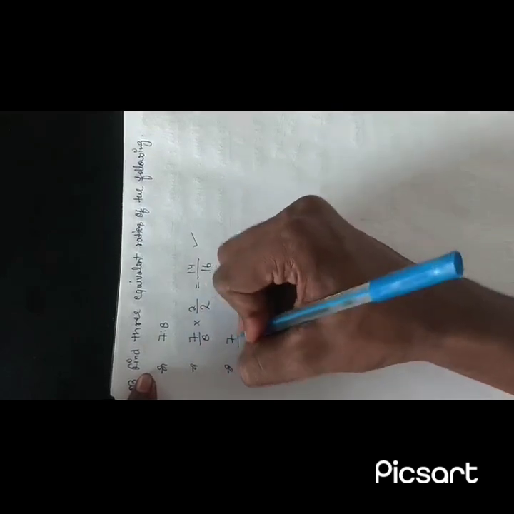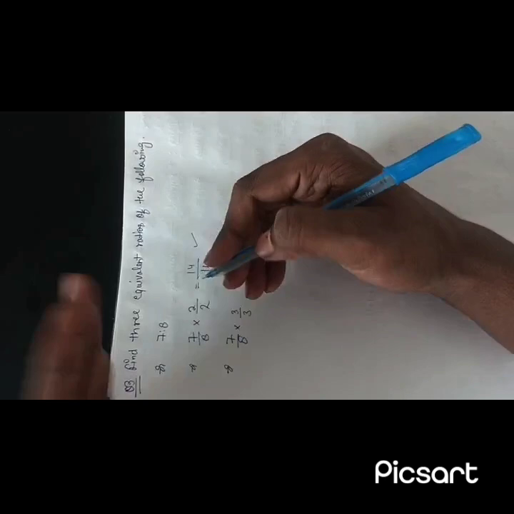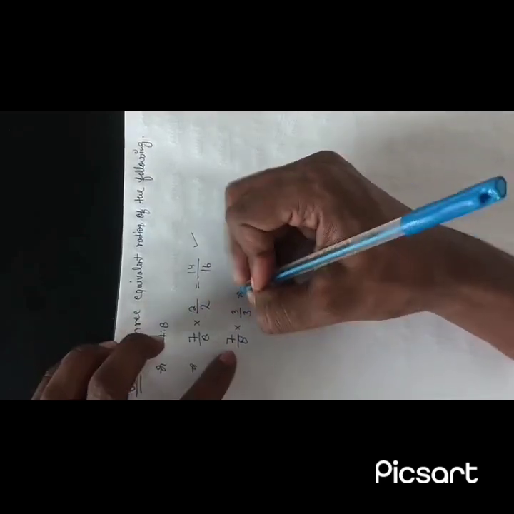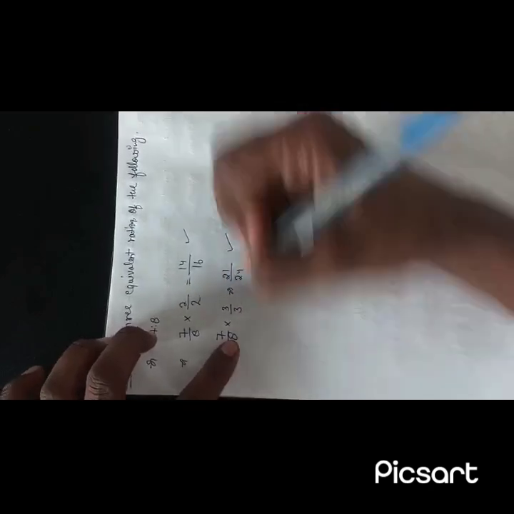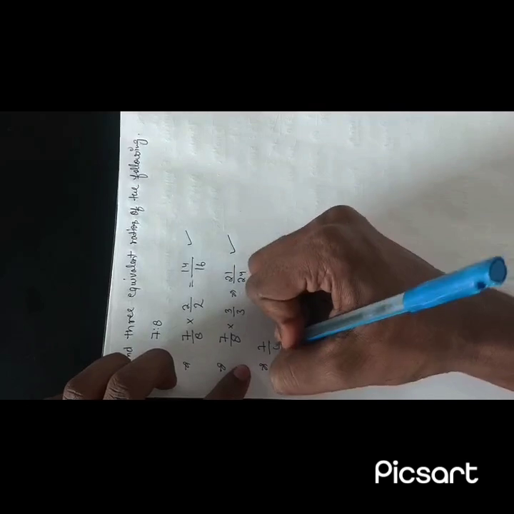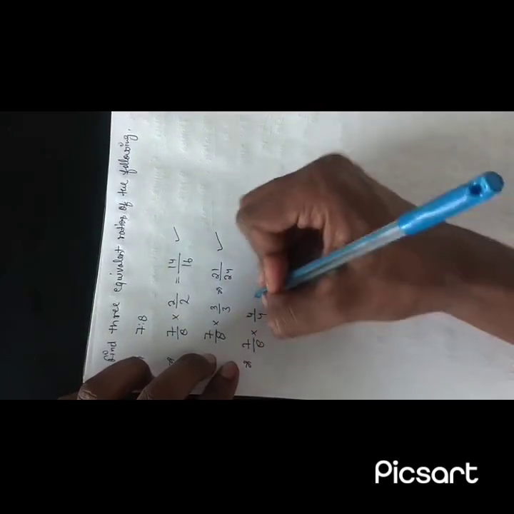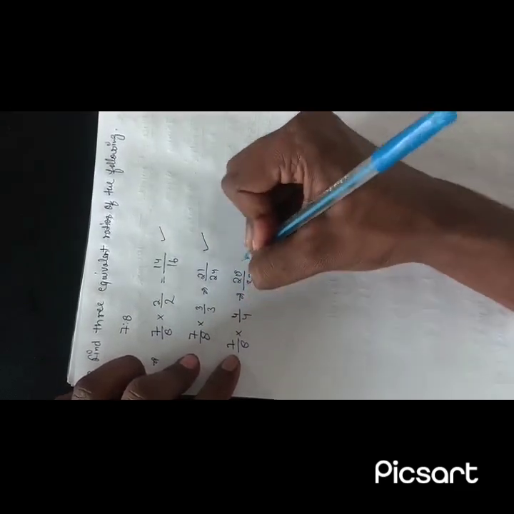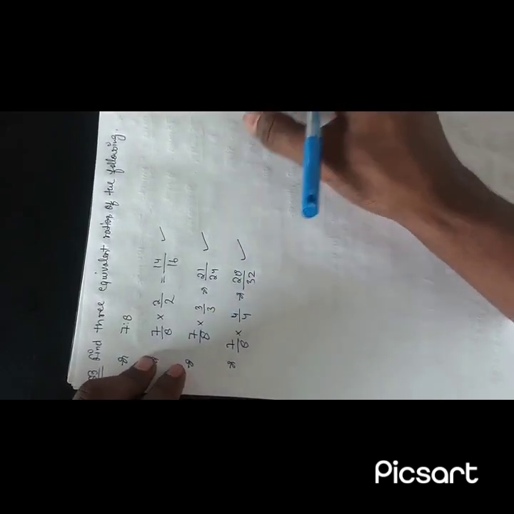Now 7 upon 8 into 3 by 3. Again we have to follow the sequence. First we multiplied by 2, then we multiply by 3. 7 times 3 is 21, 8 times 3 is 24. This is the second equivalent. And again 7 upon 8, we multiply by 4. 7 fours are 28 and 8 fours are 32. This is the three equivalent ratios of the following.